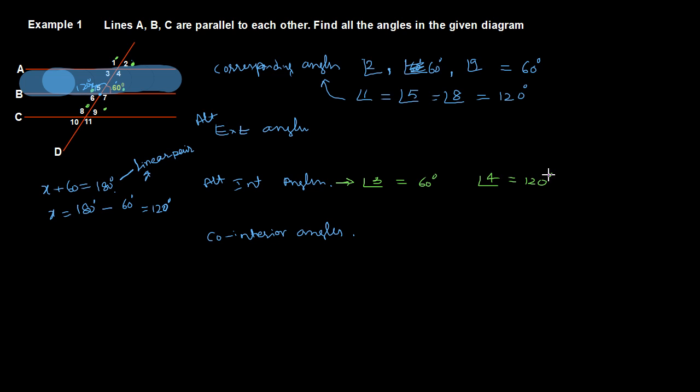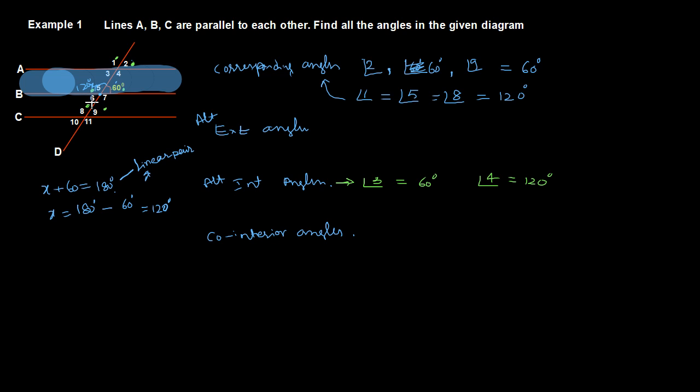Why am I substituting values of all this? These are based on properties of the angles made by a transversal on parallel lines. Corresponding angles are equal, alternate interior and exterior angles are equal, and the sum of co-interior angles is equal to 180.